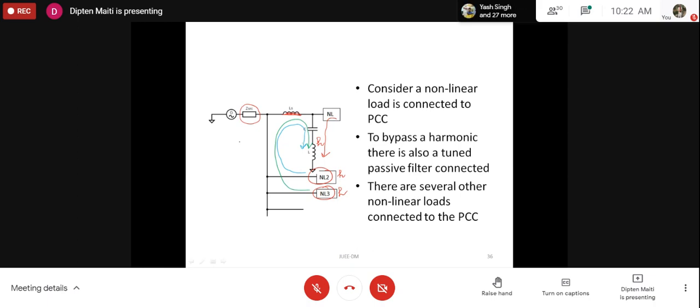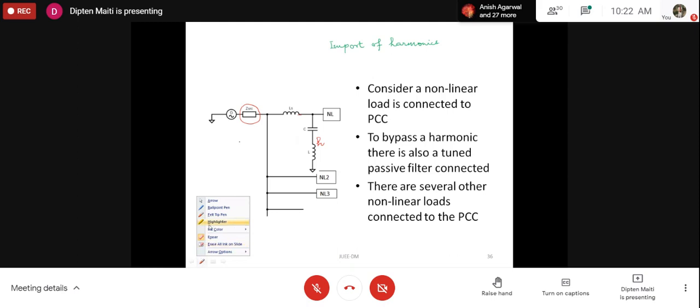So this point of you unintentionally drawing other harmonics from the other nonlinear load is called the import of harmonics. As if you are importing the harmonics, drawing the harmonics from other sources, which was not at all, I would say, expected. Your LC filter was tuned for the nonlinear load which is there at your premises. For that, you have put an LC filter there.